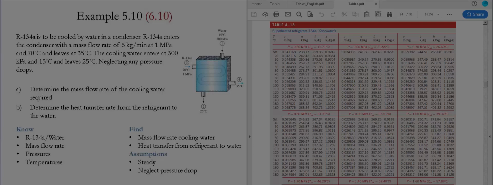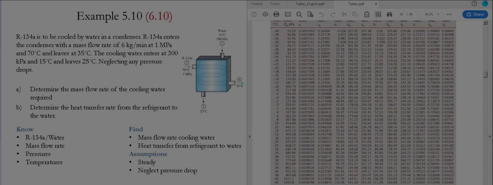So for point 3, since it's a superheated vapor, we go to table A13. We see the table for 1 megapascal, and we go for 70 Celsius, and then we go across, and we find that for the value of the enthalpy, we have 303.87 kilojoules per kilogram.